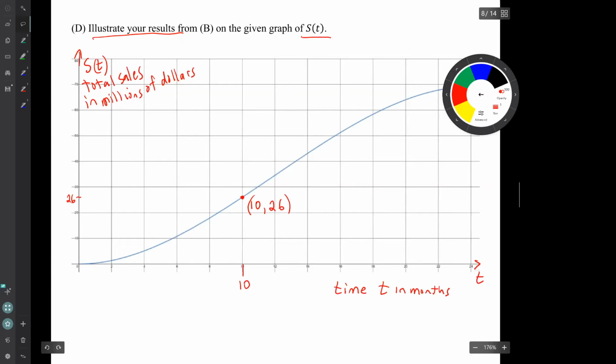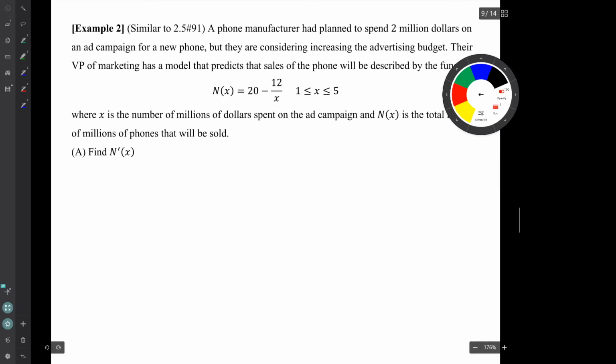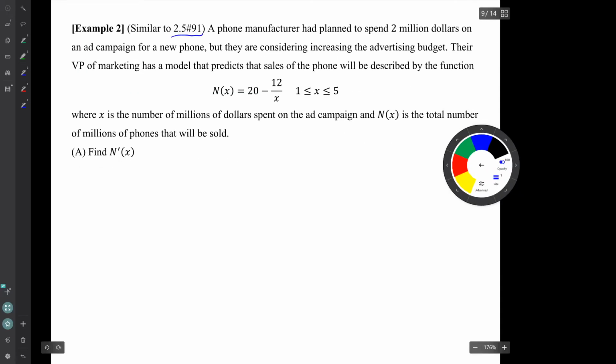So to illustrate that on this graph, we have to draw the tangent line at t equals 10 and label it with its slope. That's the end of that example. Let's go on to the next example. Example 2 is similar to 2.5, number 91.